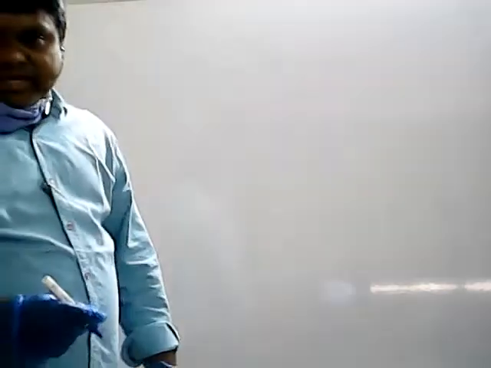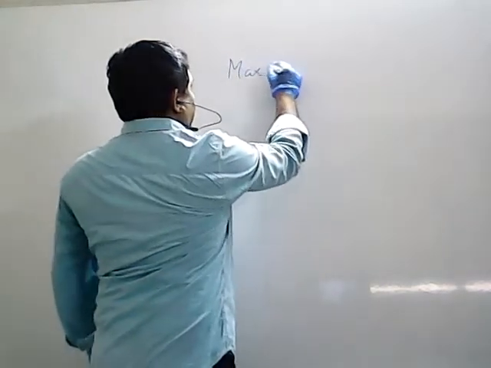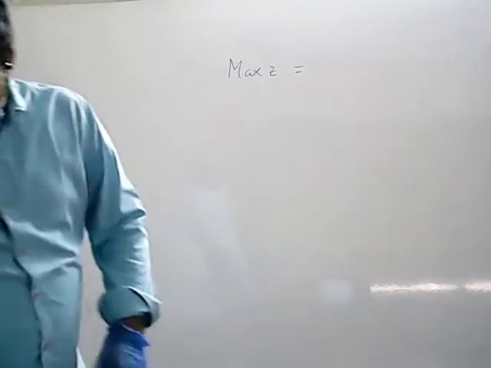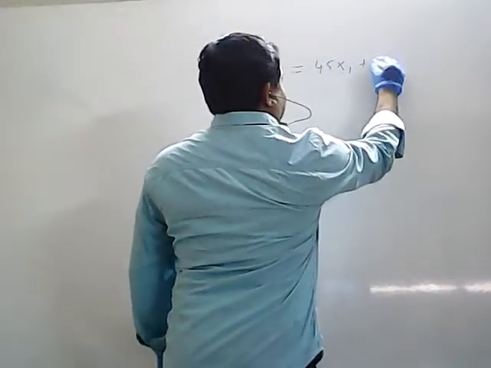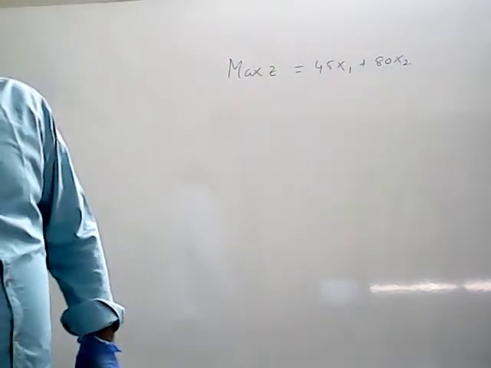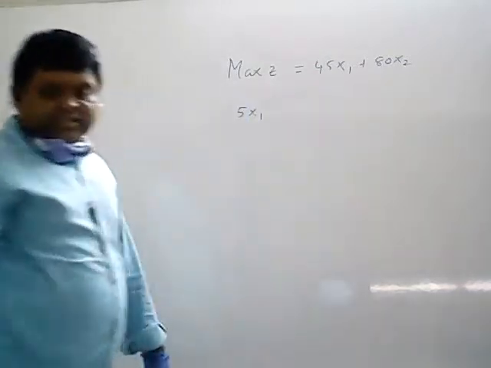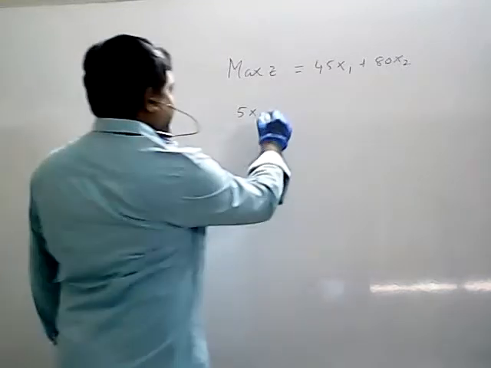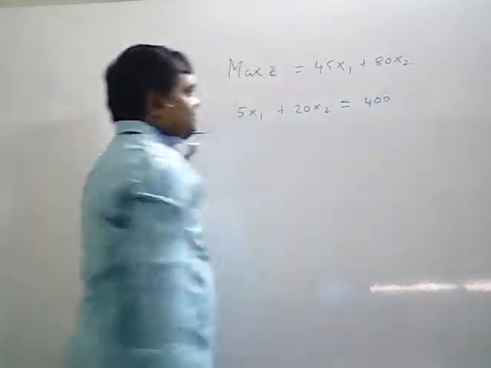So first, I will write down the first problem. Solve the following LPP by using graphical method. The problem is given like this: maximize z equal to 45x1 plus 80x2, subject to the constraints. Write down the first constraint: 5x1 plus 20x2 less than or equal to 400.